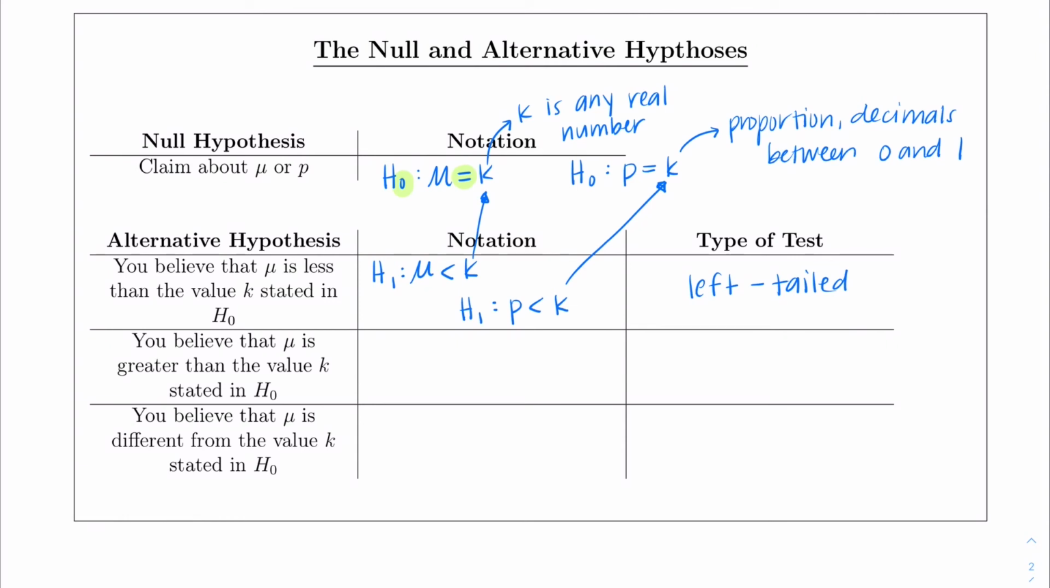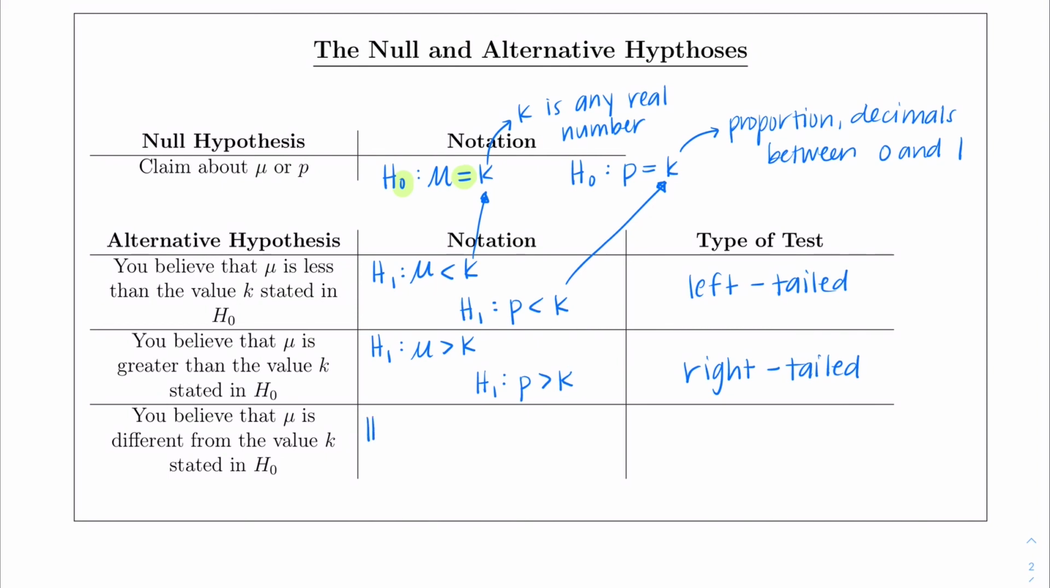If I move on to greater than, then I'm just going to have that mu is greater than k, or that p is greater than k. And this is called a right-tailed test. And again, k is the same as the value from the null hypothesis.